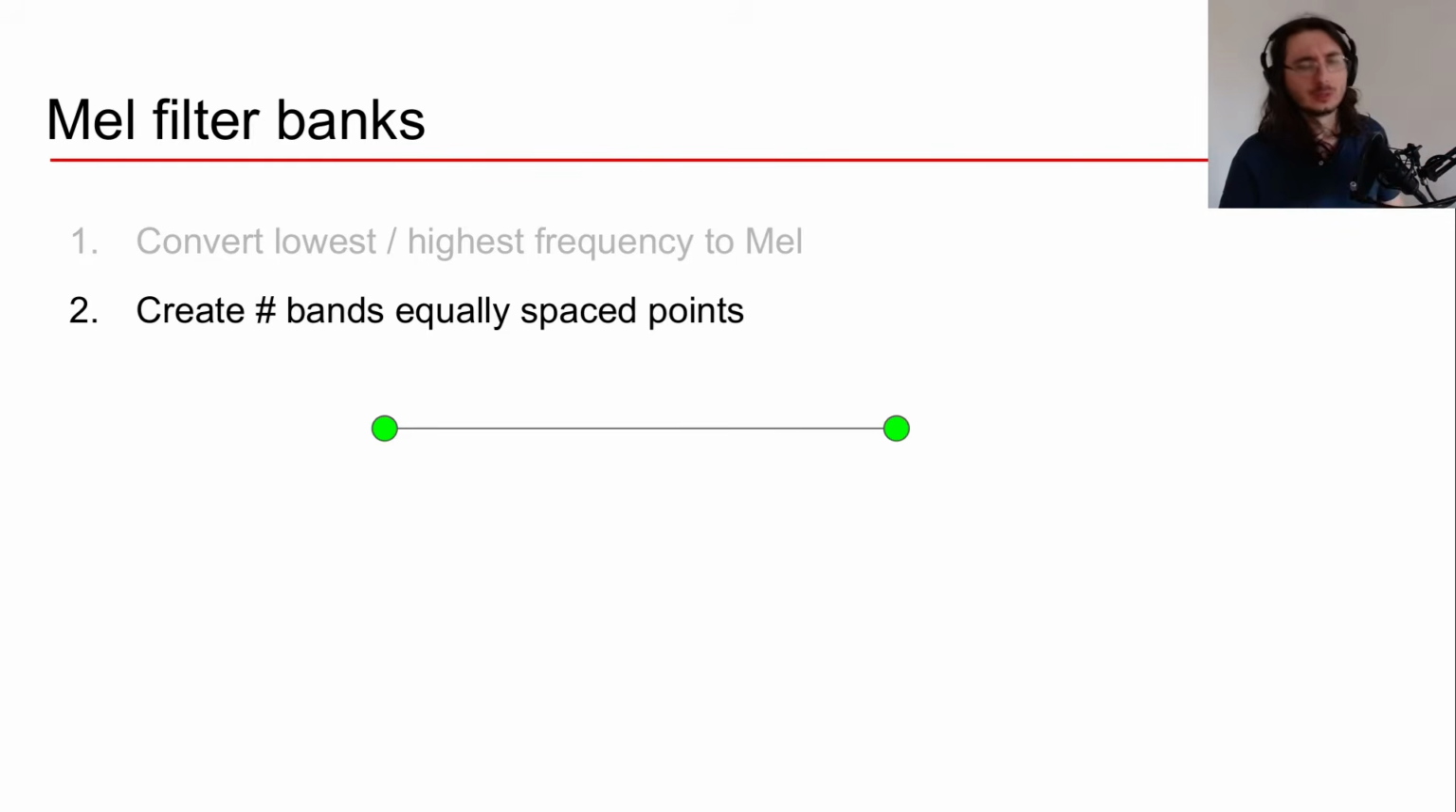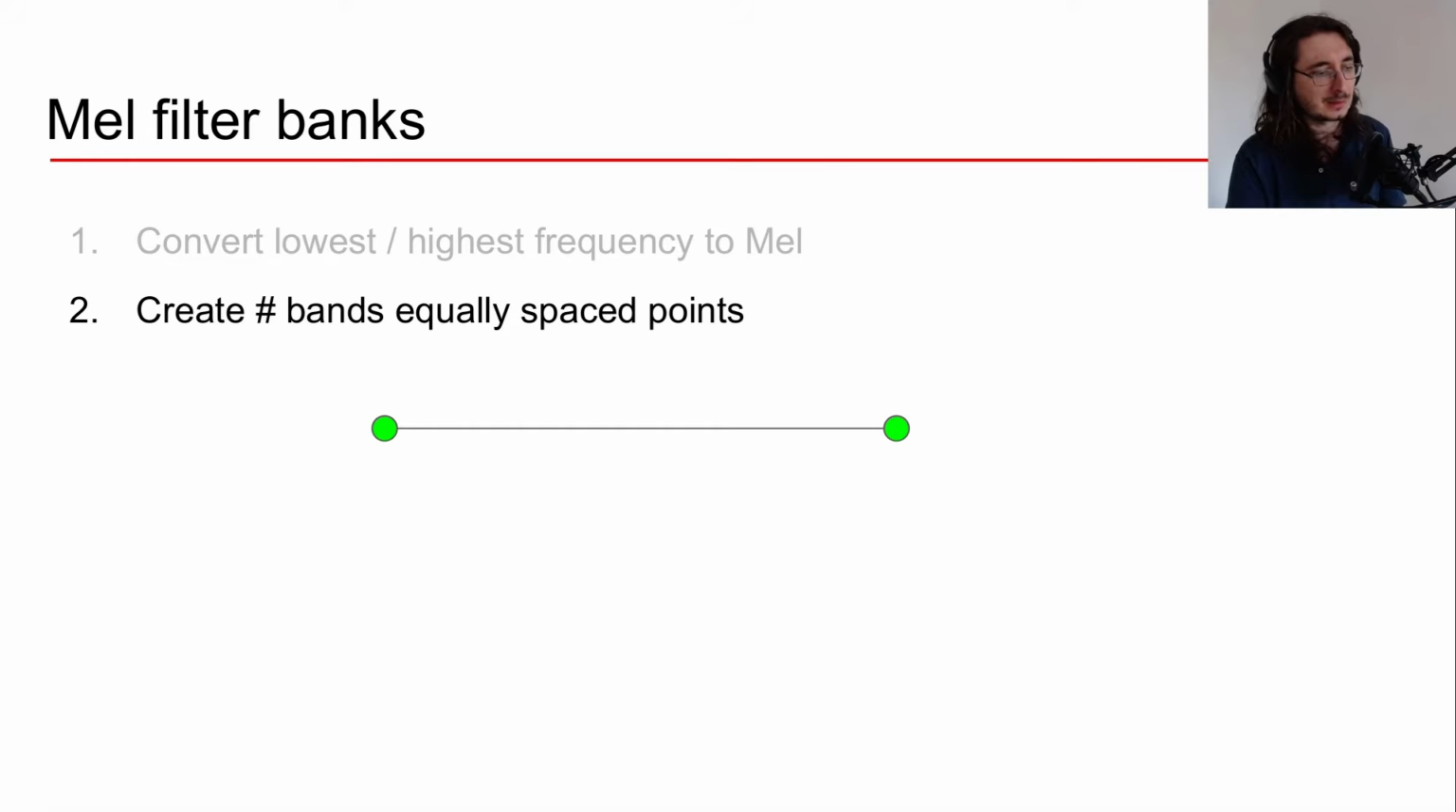Next step. Now, given that we've already chosen the number of Mel bands that we want to use for our Mel spectrogram, the next step is to take the frequency range in terms of Mel, the lowest Mel over here, the highest Mel here, and then we want to create as many equally spaced points as the number of Mel bands that we want to use. In other words, this is going to be very simple to visualize. So let's say we have 6 Mel bands.